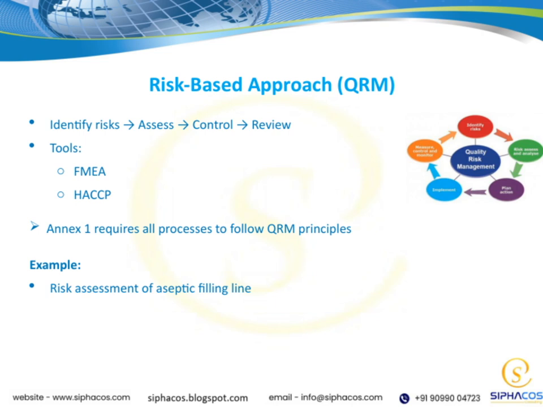For example, let's consider the risk assessment of an aseptic filling line. We would start by identifying potential risks, such as contamination or equipment failure. Then, we'd assess how likely these risks are and what impact they could have. Based on that assessment, we apply controls, like sterilization procedures or equipment maintenance schedules, and regularly review these measures to ensure they remain effective. This structured approach helps us maintain product quality and patient safety at every step.